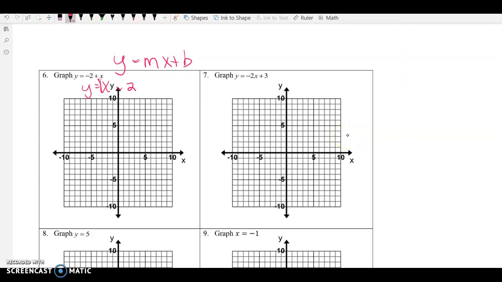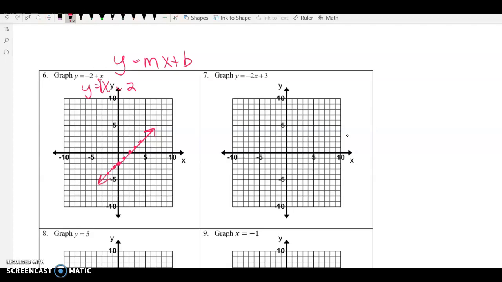So my y-intercept should be at -2. And from -2, I'm going to go up 1 over 1, up 1 over 1, up 1 over 1. And the opposite of going up 1 to the right 1 will be to go down 1 to the left 1, down 1 to the left 1.